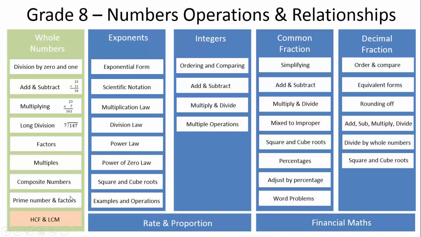Well done. That is highest common factor and lowest common multiples done. Next, we're going to be moving on to exponents. We're done with whole numbers now. Well done, guys.